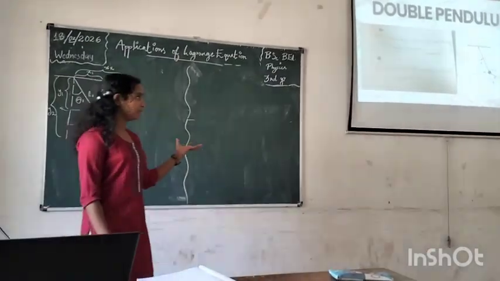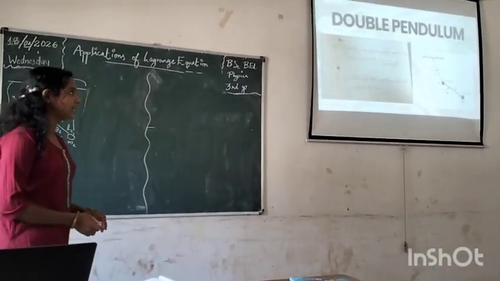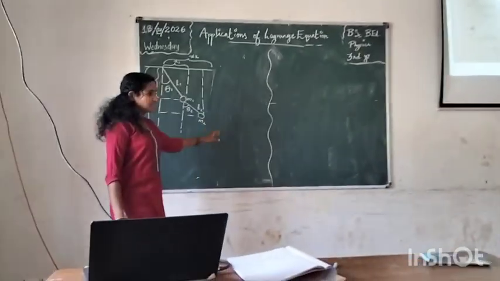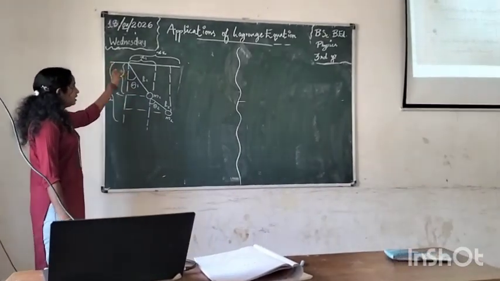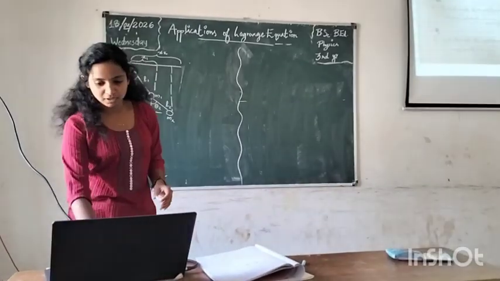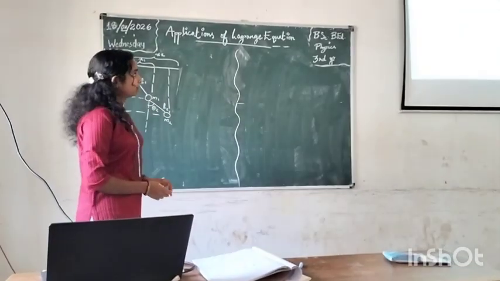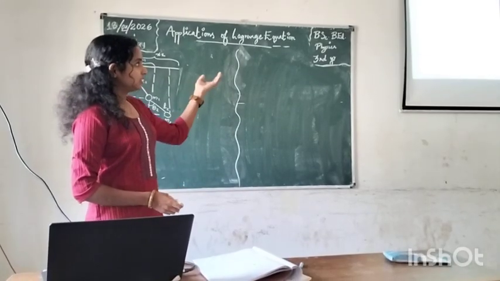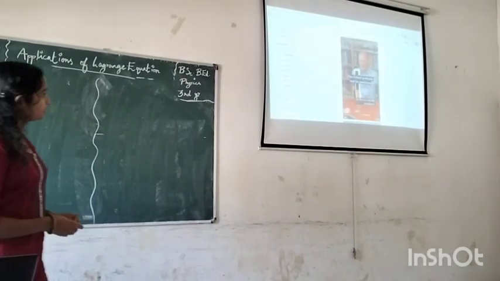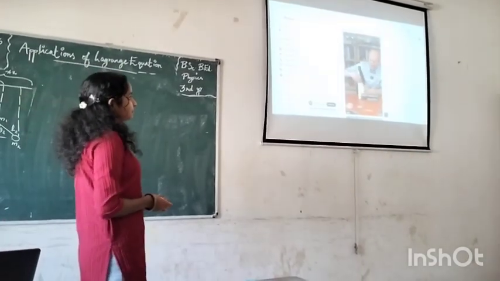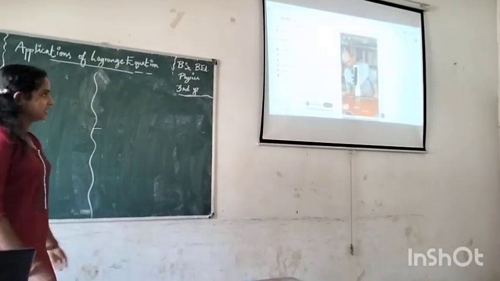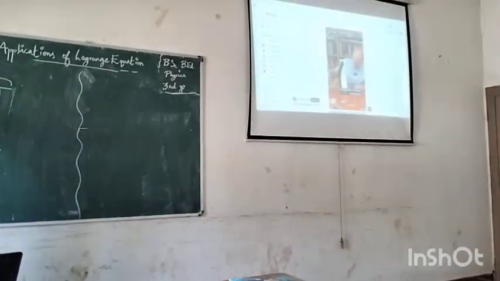The equation is for the double pendulum. As you can see in the figure, a double pendulum consists of two masses. The first is M1 and the second is M2. M1 is held by a rod of length L1 and M2 by a rod of length L2. So you can see the figure of a double pendulum. There are two masses held by rigid rods, like this, and the diagrammatic picture is here.